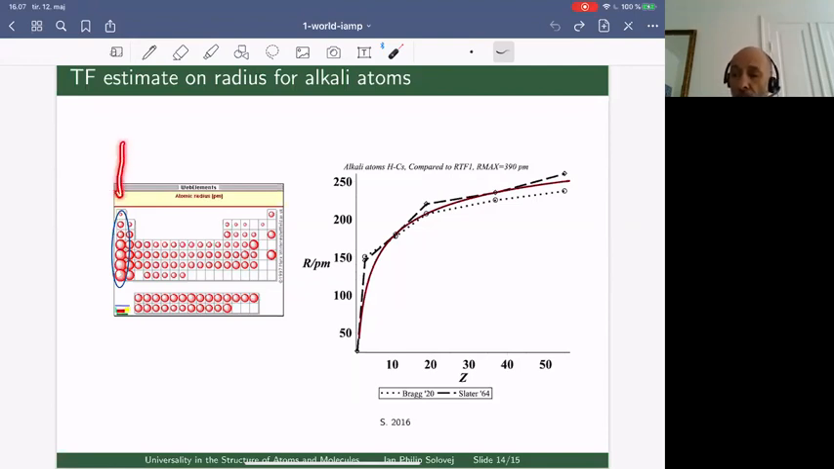The first group was by far the easiest to think about, because there's a clear definition of one added electron to the hard core, if you want, the Fermi gas that you would get for the noble gases.